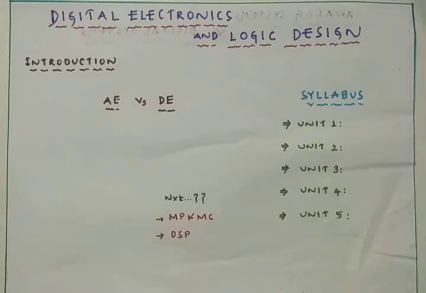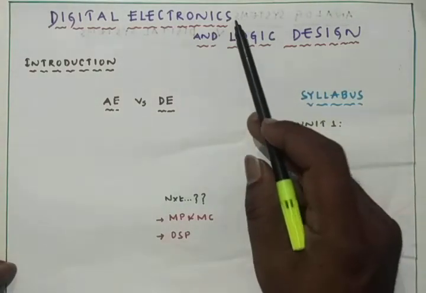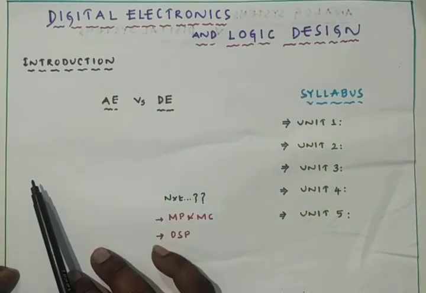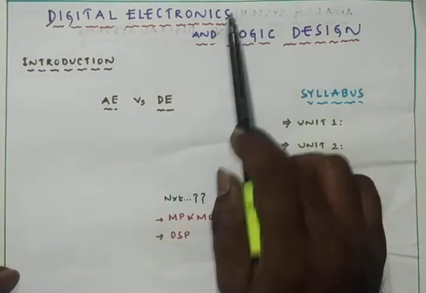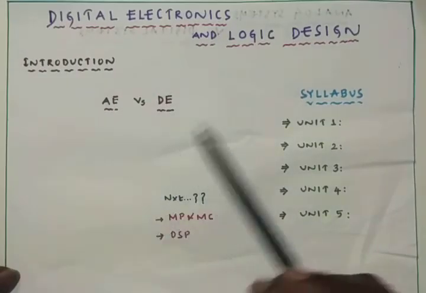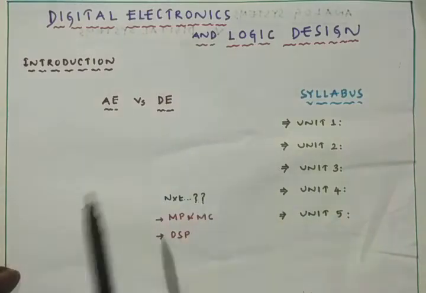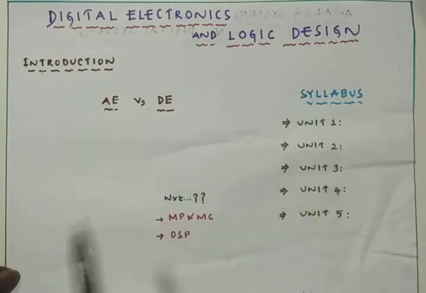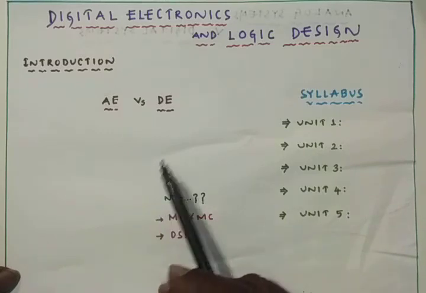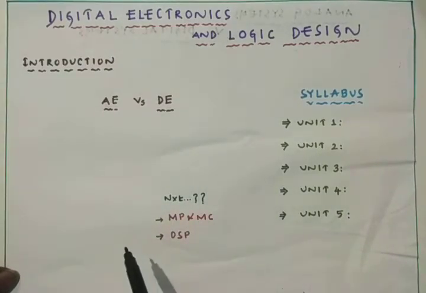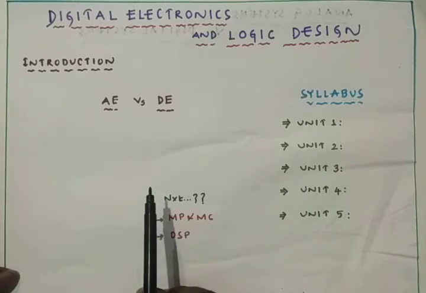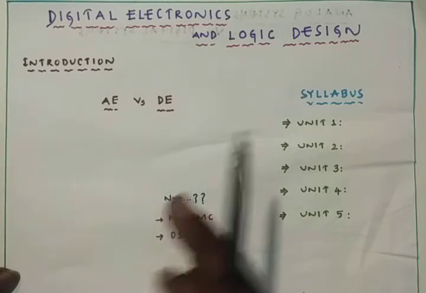As I told, digital electronics and logic design. In this subject, we are going to study some of the digital electronic devices. By having the knowledge of digital electronics, we are going to design some digital systems or digital circuits. This is the main objective of digital electronics and logic design. So before going in depth into digital electronics and logic design, first of all, we should know what is digital electronics.